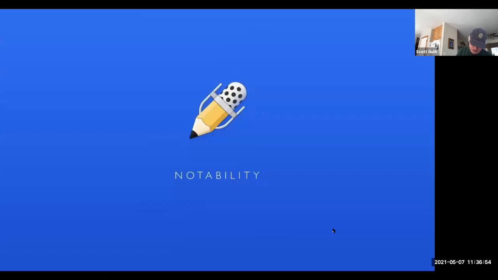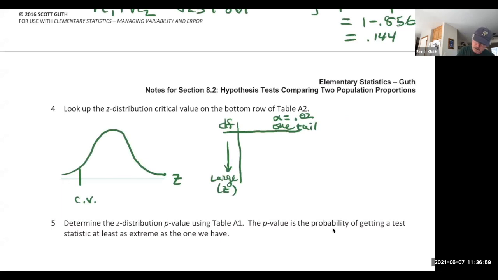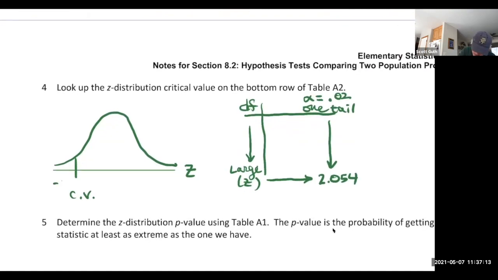So let me put that into the notes real quick here. Okay, so remember it's a negative, it's a left tail test. You want to make this negative. So negative 2.054. So the alpha is the area of the left tail here on the critical value. So I'll go ahead and do that. That's our alpha of 0.02.